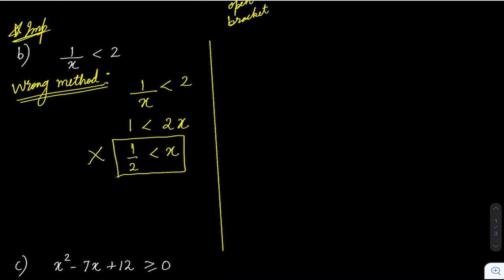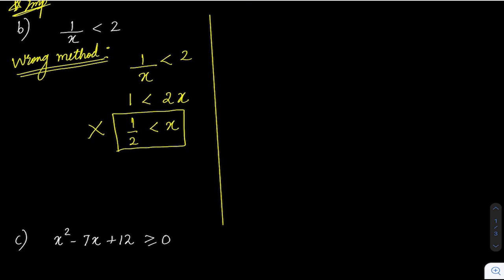Okay, but this is inequality. In inequality, if the number is unknown, then you can't cross multiply, because we don't know the sign of the unknown value, whether it is positive or negative. Yes, whether the value being cross multiplied is positive or negative makes a lot of difference. So let me give you an example of how it makes the difference, and then you will understand why this will give you the wrong answer.